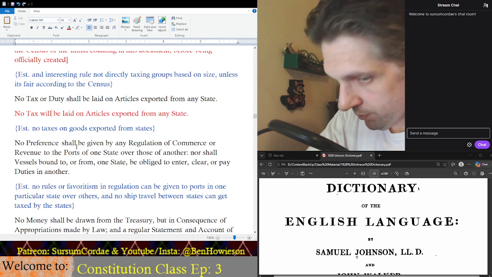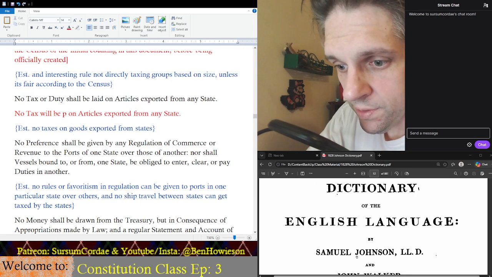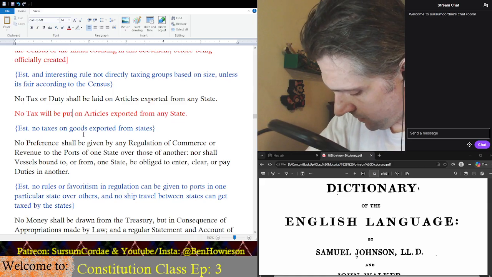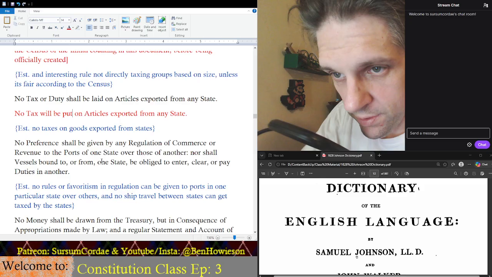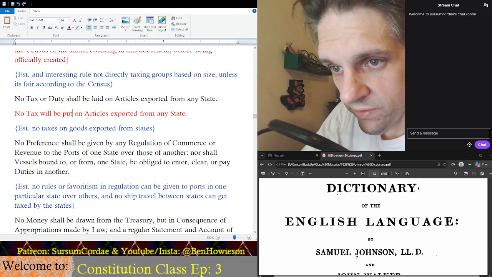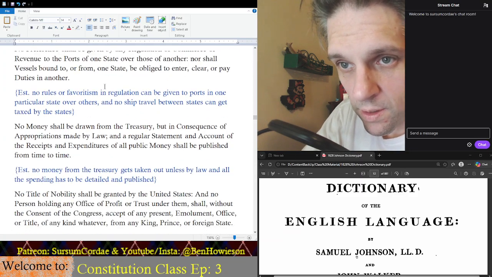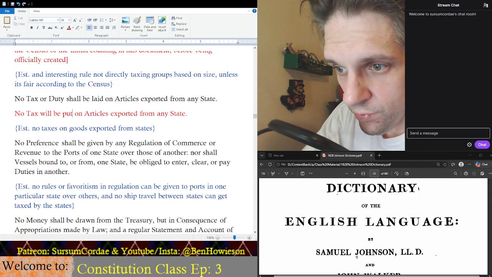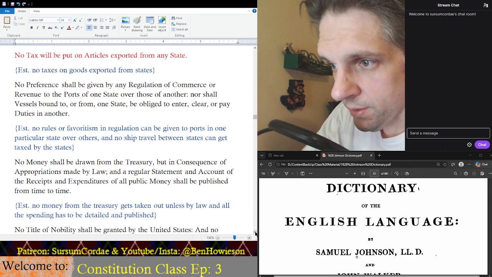No tax will be put on articles exported from any state. Articles is another, that's a specific definition because it's capitalized. So gotta leave that one alone too. No taxes on goods exported. Easy. But like between each state, they didn't want that happening.